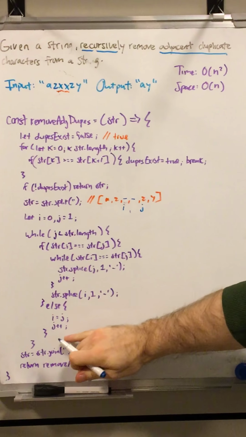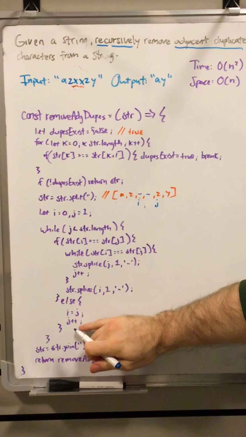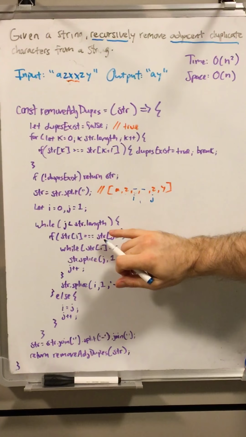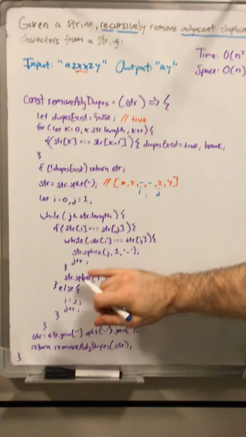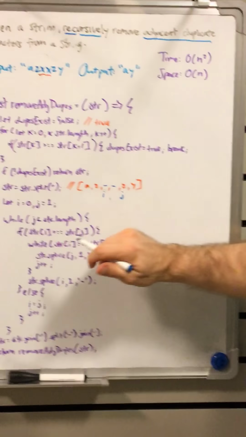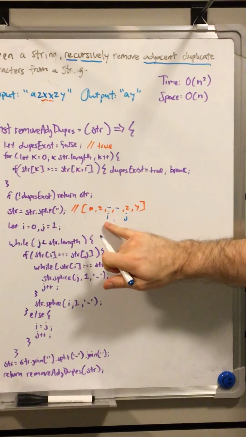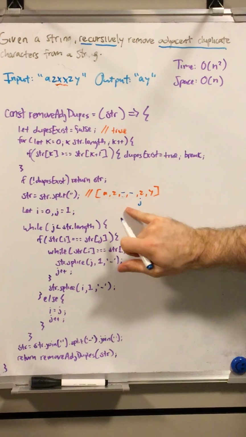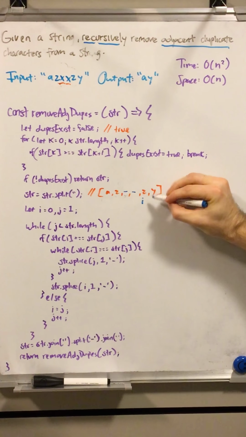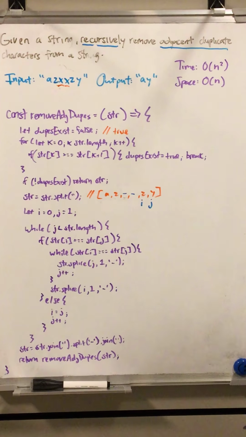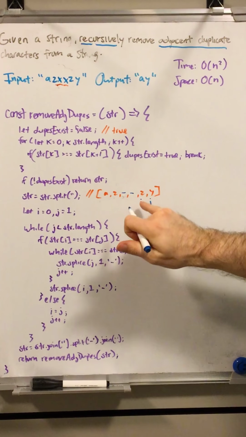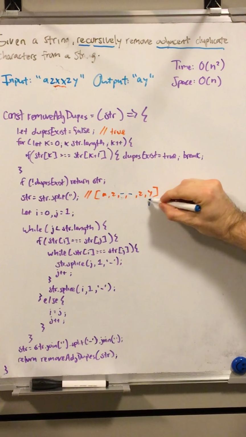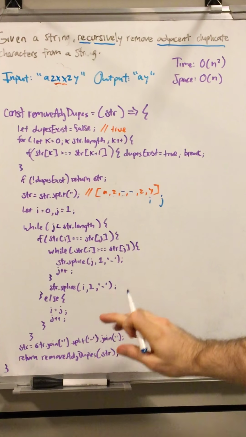And then we're going to go on to the next iteration. We're going to ask, is i equal to j? No, it's not. So i is going to become j, and j is going to increment to here. And we're going to ask the same thing. Is z equal to y? No, it's not. So then we're going to go down here and increment j. Now j is out of bounds. We break out of this while loop.